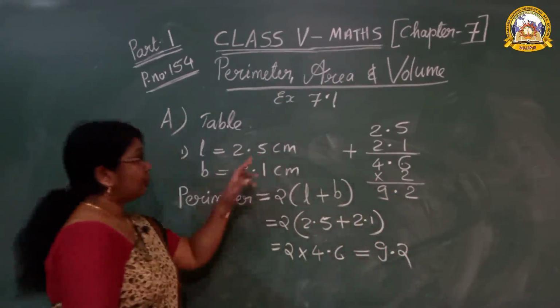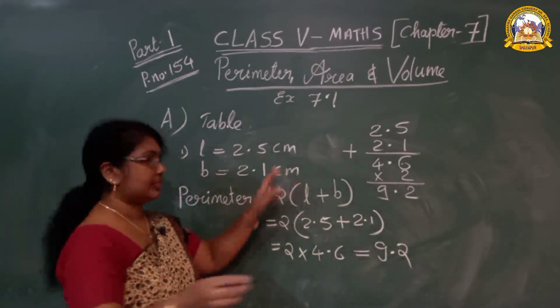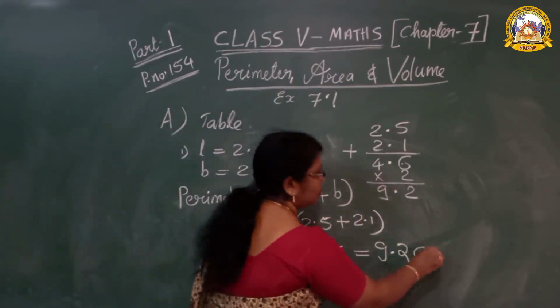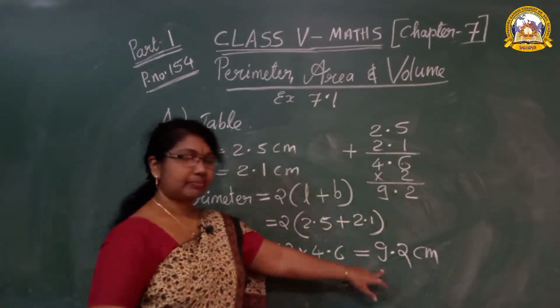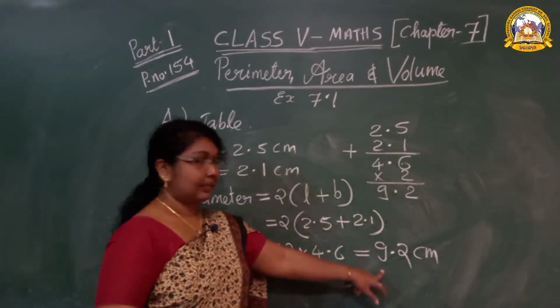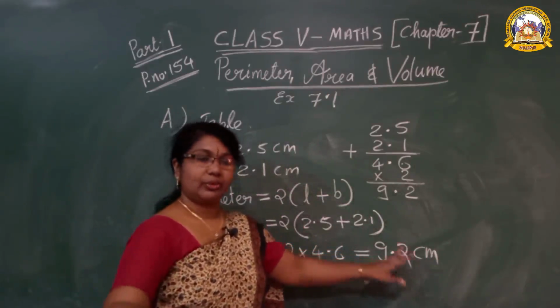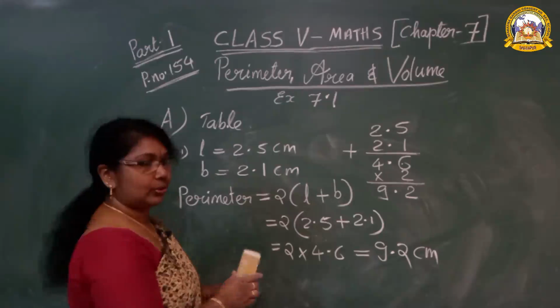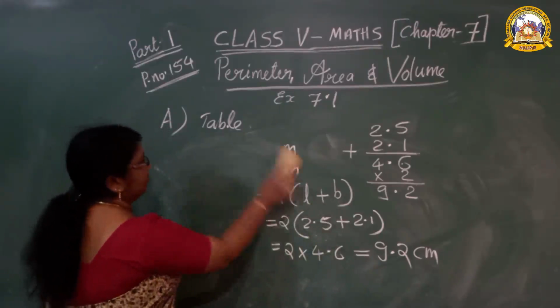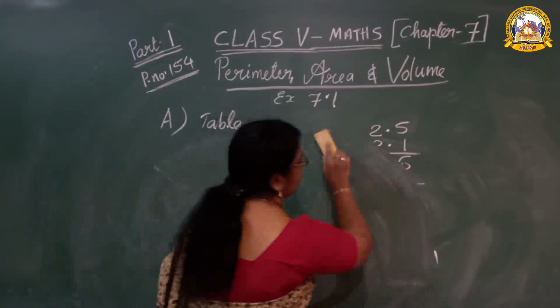9.2. Don't forget to write the units. 9.2 centimeter. What is the perimeter? 9.2 centimeter. Only 4 fill in the blanks. Teacher will show you one more fill in the blanks. Second. See the second question.